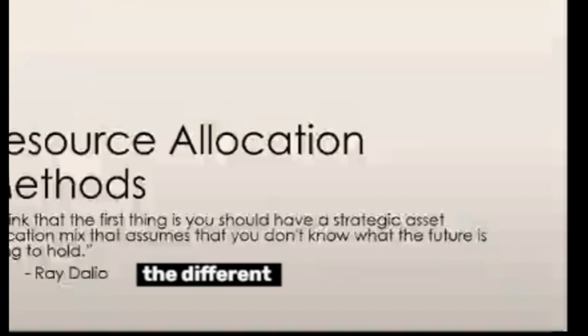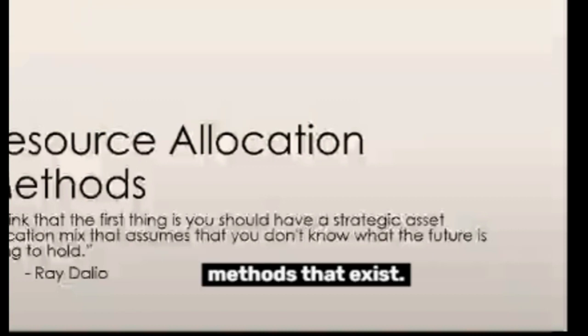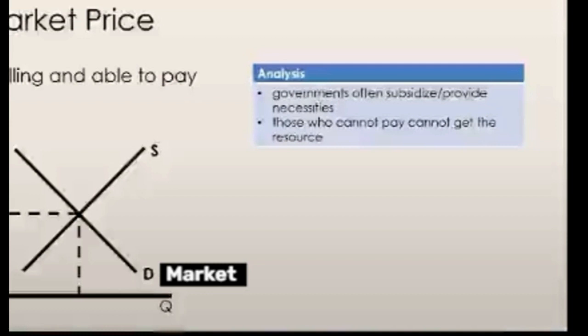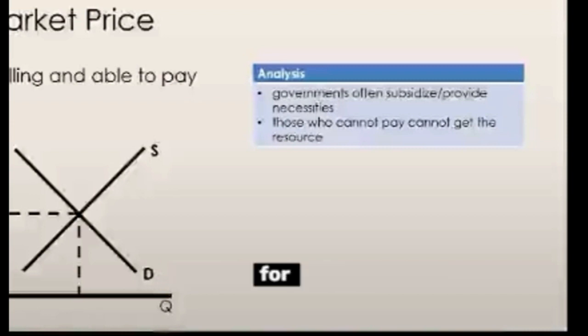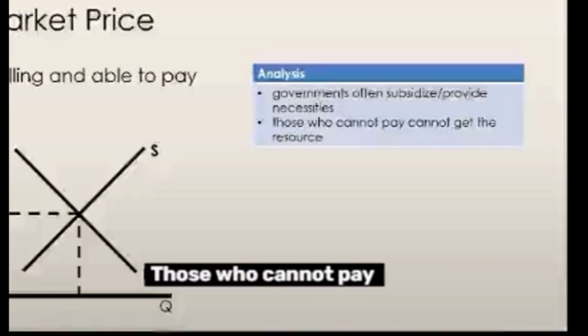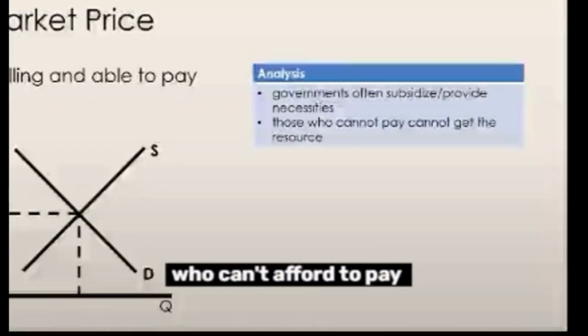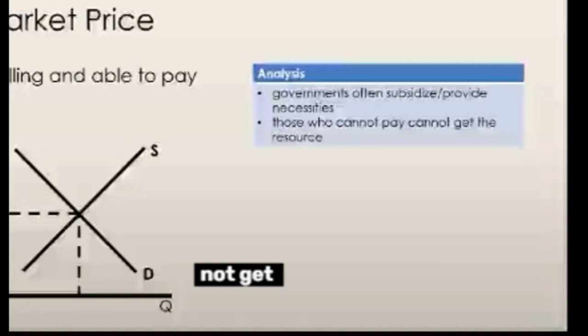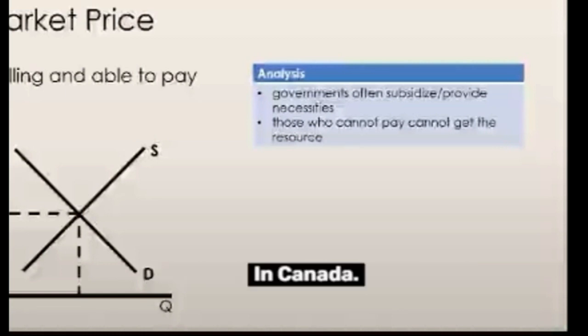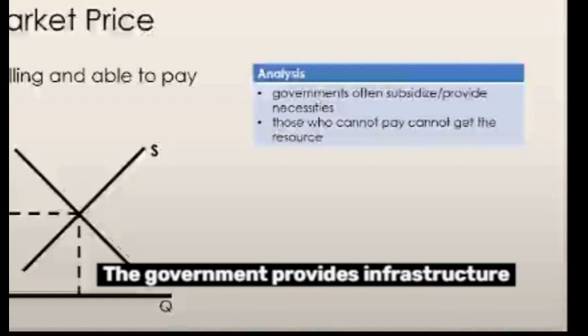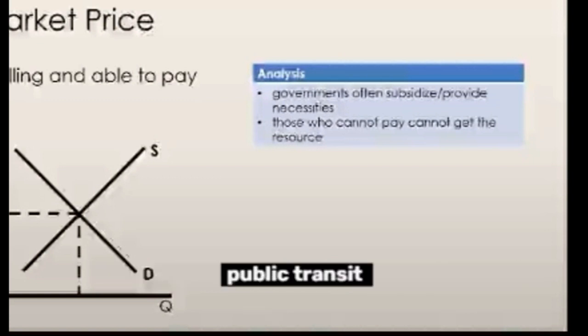Let's start by explaining the different resource allocation methods that exist. Market price is an allocation method that allocates goods and services to people who are willing and able to pay for them. Those who cannot pay, or those who can afford to pay but are not willing to pay, will not get the resource. However, governments often subsidize or provide resources that are considered to be necessities. In Canada, the government provides infrastructure like roads and subsidizes public transit.